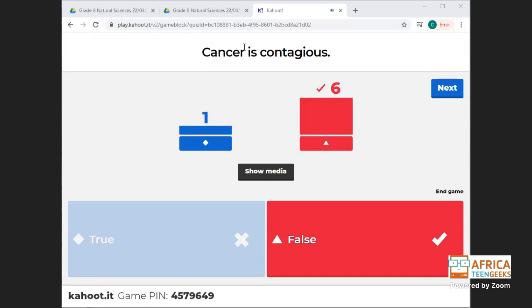So yes, cancer is not contagious. This is not a flu or a virus or bacteria that you can just pass on to someone else, right? This is just uncontrolled cell division of your own body cells, right? So you cannot move a cancer from one person to the other, okay? So whoever said true, I hope you now know that cancer is not contagious.